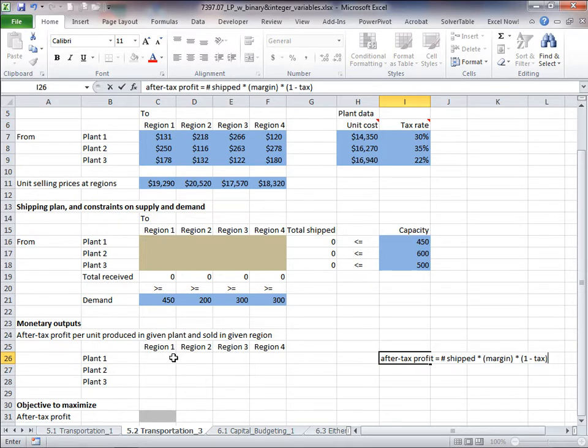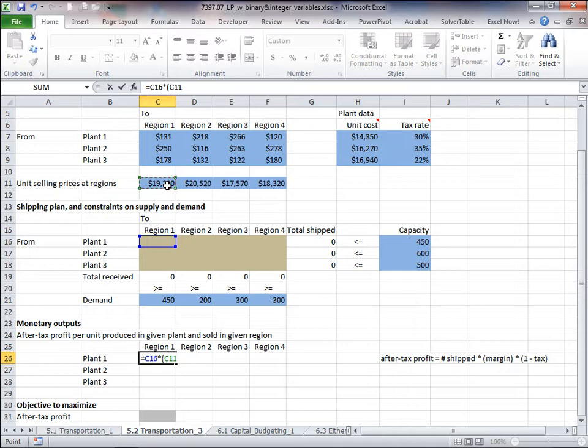That's a pretty common formula in finance, isn't it? You use that a lot, don't you? Okay, so that's just there to remind us what we're doing here. All right, so the number shipped is going to be that cell. You agree with that? Times the margin is going to be selling price.